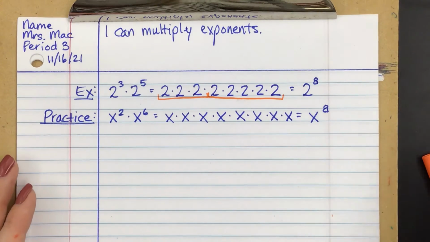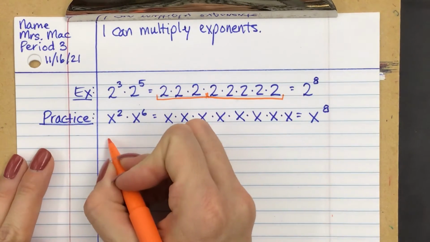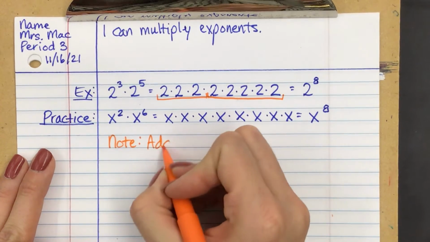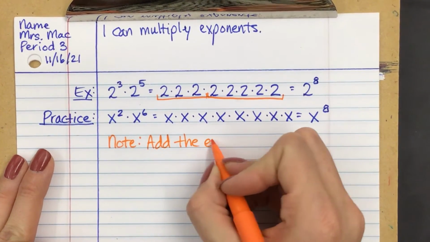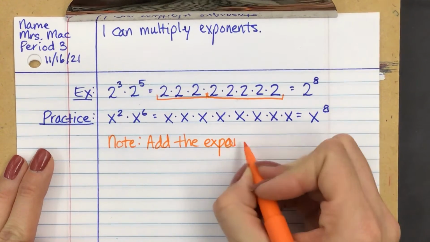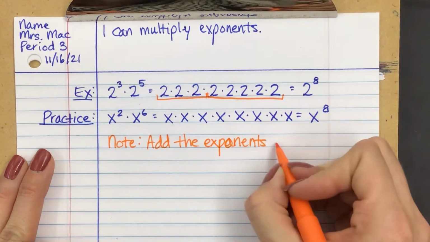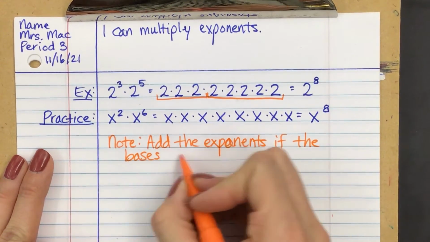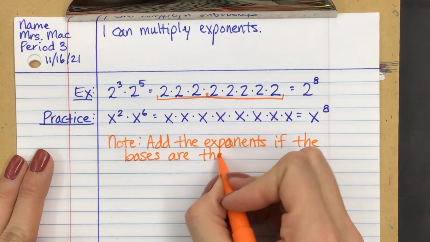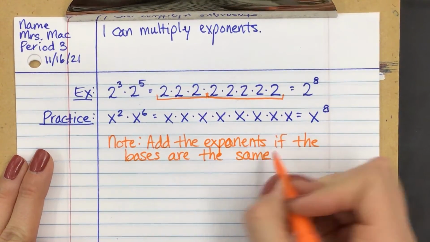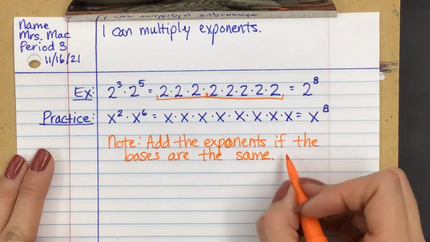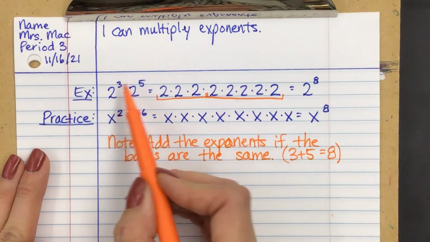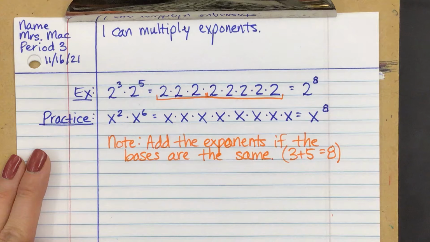So yeah, you can. Let's add a little note here: we can add the exponents if the bases are the same. So for that first one, 3 plus 5 equals 8. So if we just added those exponents here and here, we get the exponent on our final product.